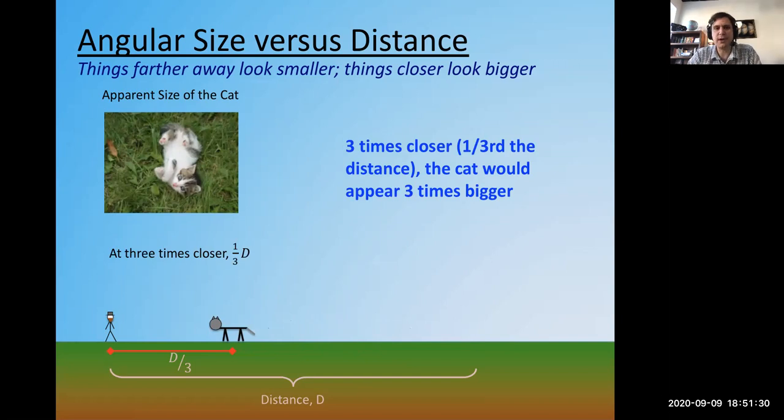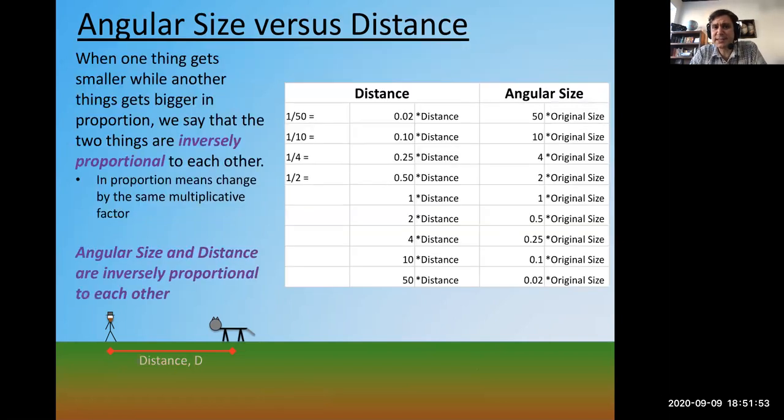All right, so if I were to keep moving this cat closer, so let's say it would get 5 times closer, it'd be right about here, the cat would appear to be 5 times bigger. 1/5 the distance, 5 times closer, 5 times bigger. 1/10 the distance, 10 times closer, 10 times bigger. So that is the simple relationship.